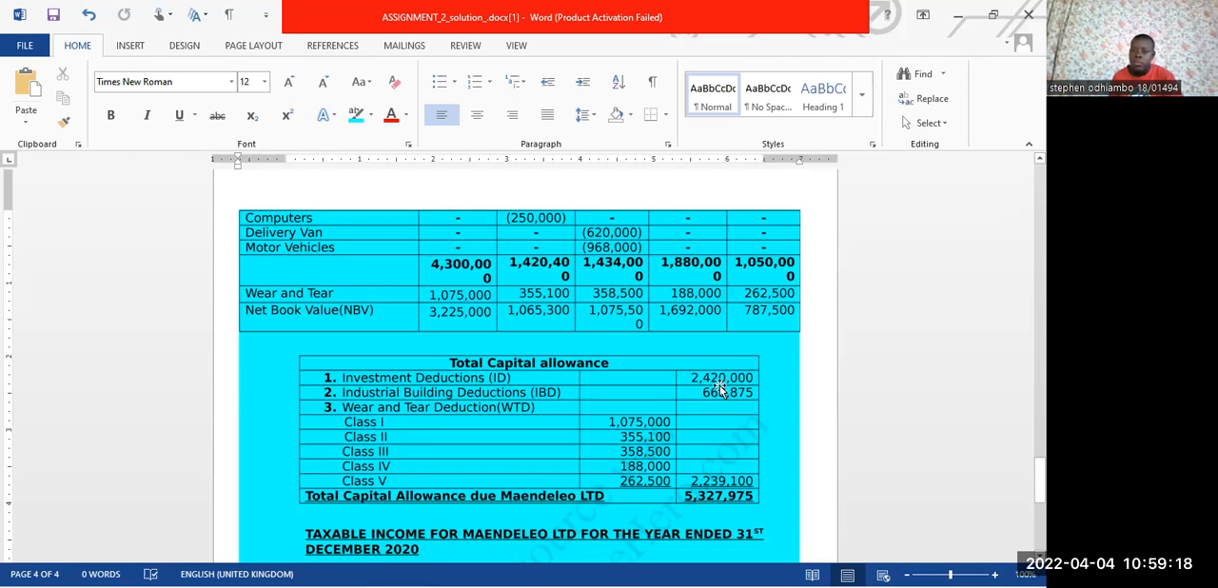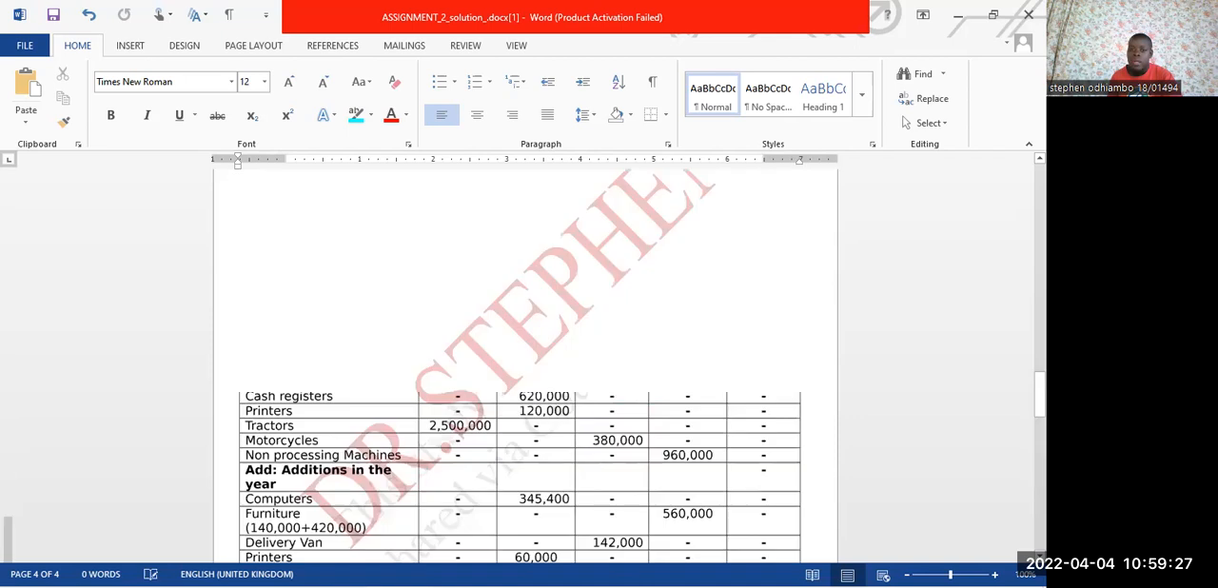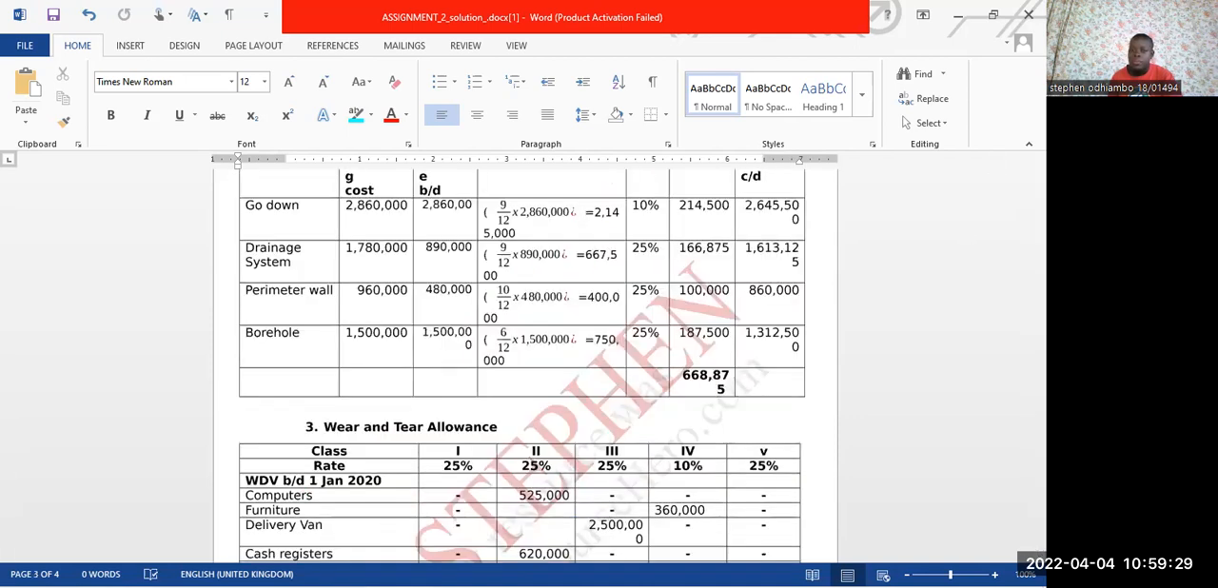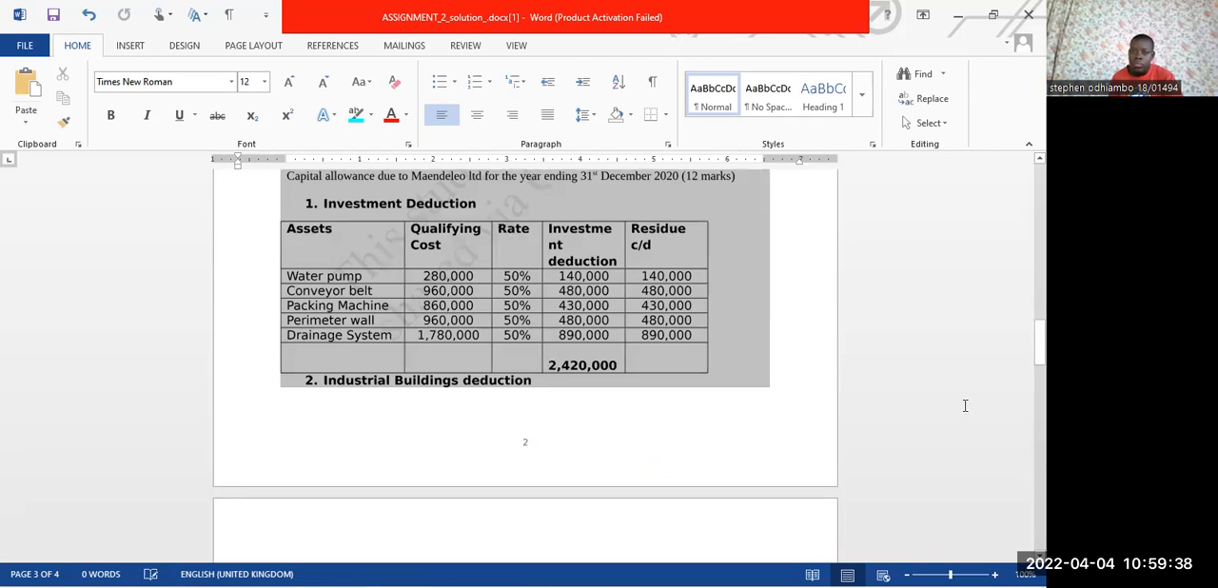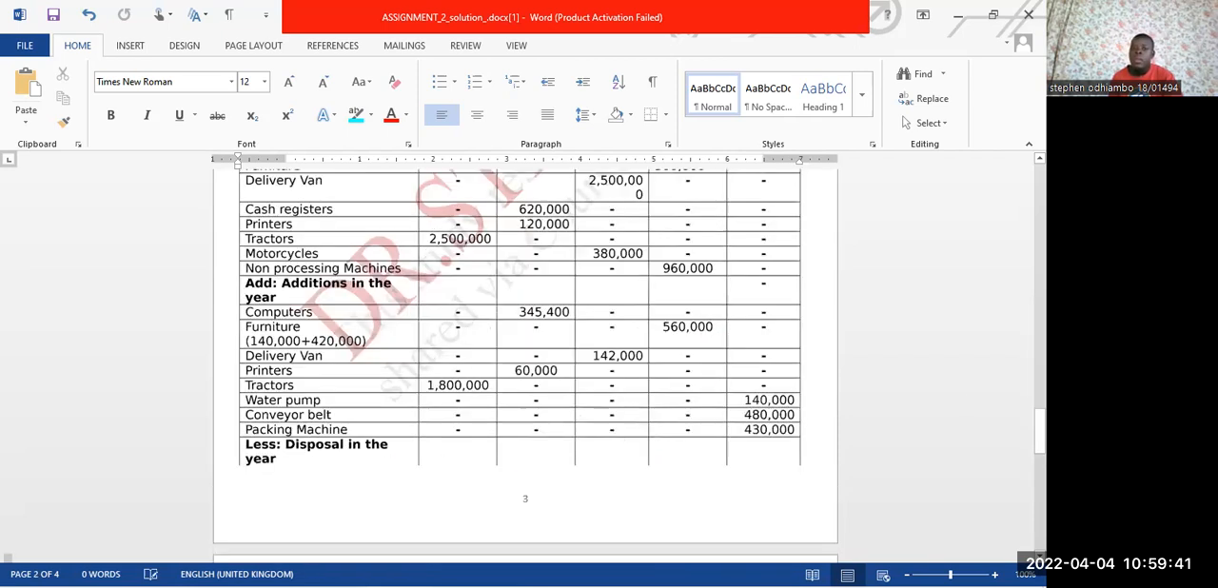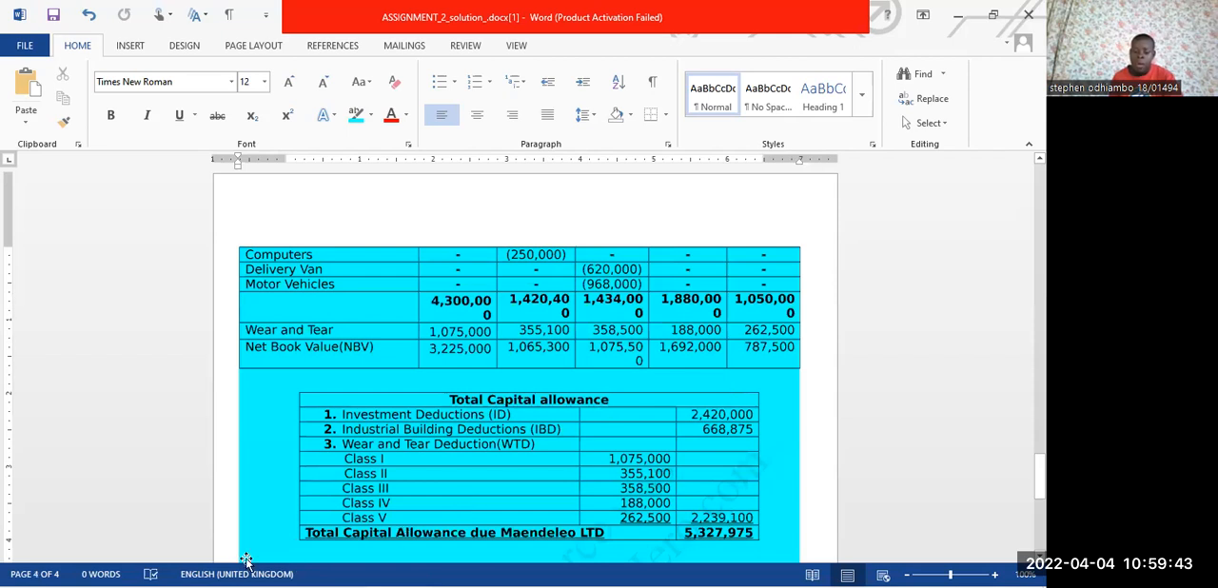So total 2,420,668.87 if you are using decimal, but remember these are in shillings. So if you just come above, you'll find that the total industrial building deduction is here. Then if you come up, investment deduction is 2 million. So for you to get the total capital allowance, you just add them, and we are going to have your total capital allowance as 5,325,975.